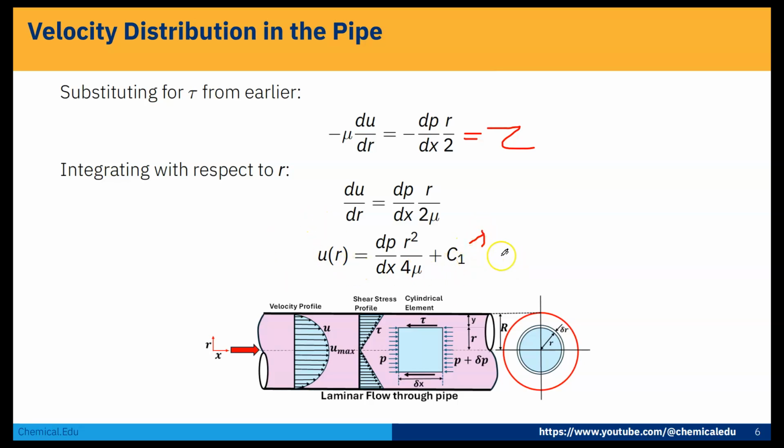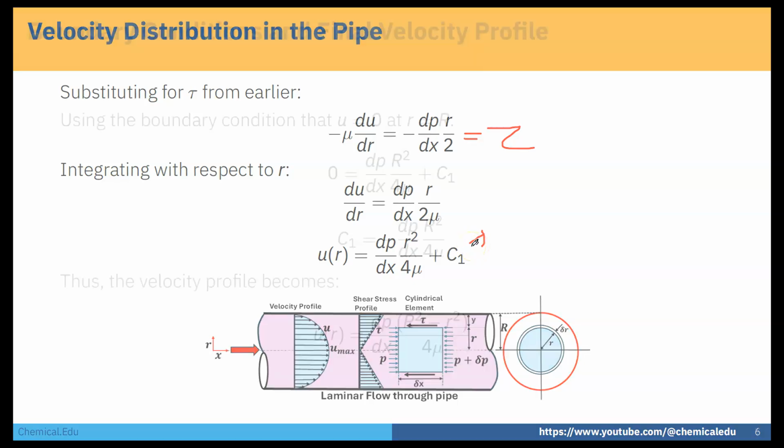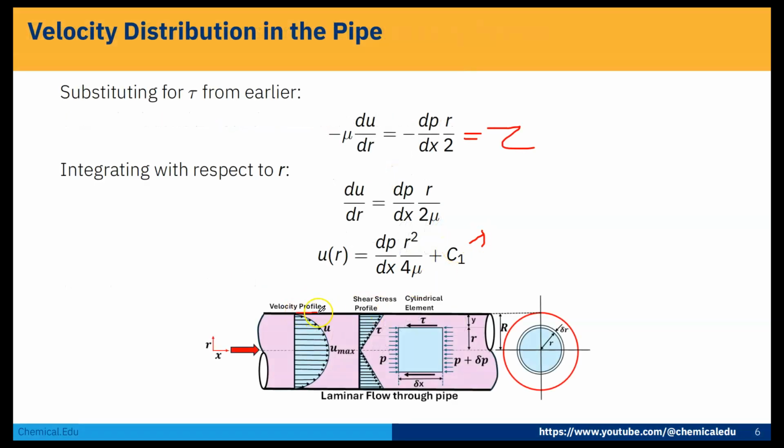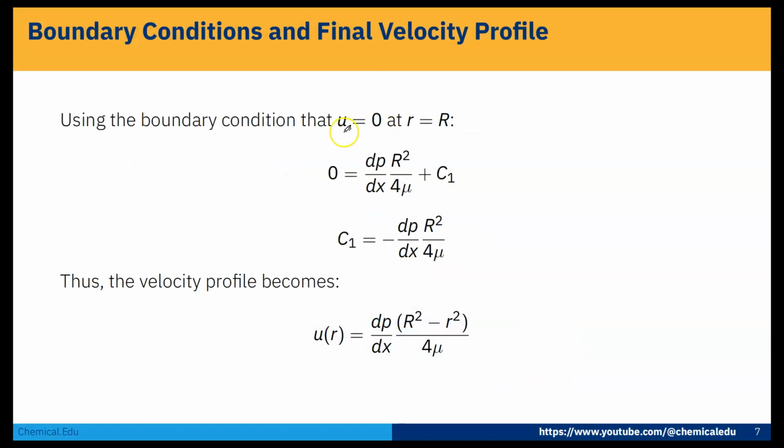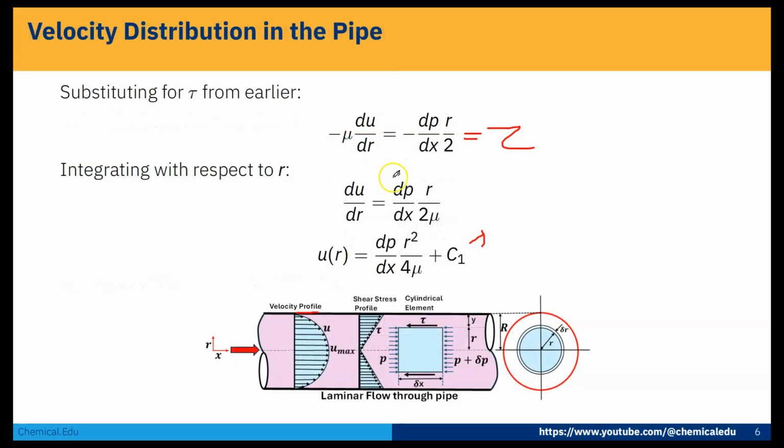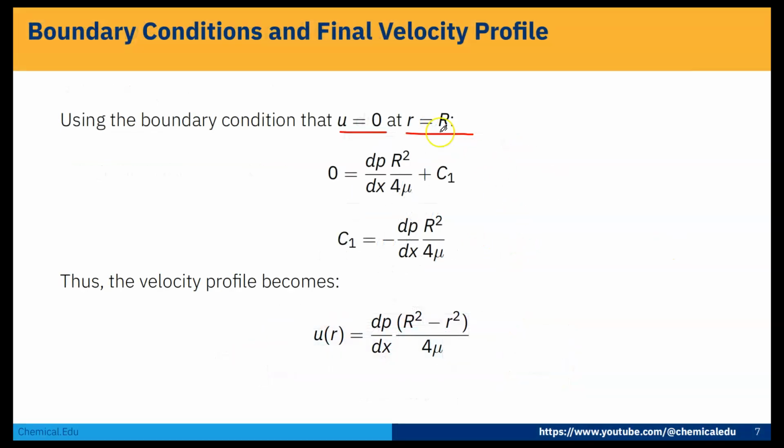So now we have to find out the integration constant. For that we need to apply a boundary condition. So what will be the boundary condition? We know that at the wall there is the no-slip boundary condition, because there will be no velocity at the wall. So u is equal to 0 at r is equal to capital R. Now if I put that boundary condition in this equation, we get 0 is equal to dp by dx times capital R square by 4 mu plus c1. So c1 will be minus dp by dx times capital R square by 4 mu.